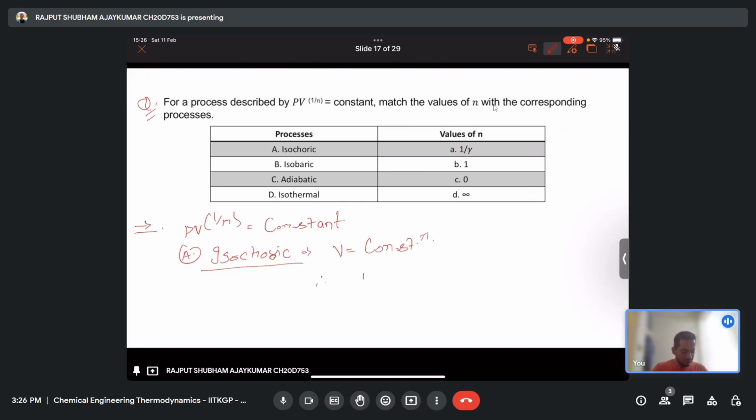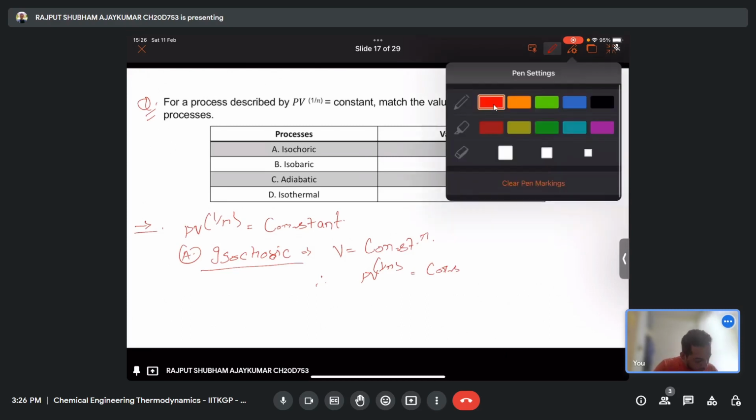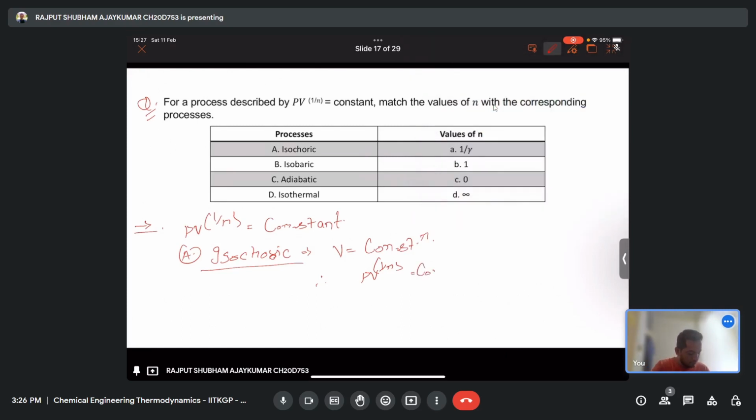Now if you take the equation P V raised to 1 by n equal to constant, for an isochoric problem volume is constant. So what we'll do is that 1 by n equal to infinite. So n equal to 0. So this is the first answer because the volume is constant, right? For isochoric process, what will happen is that 1 by n is equal to infinite and n will be 0. So the first answer is C.